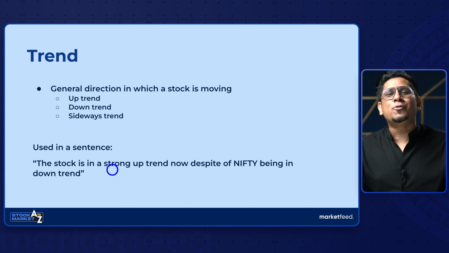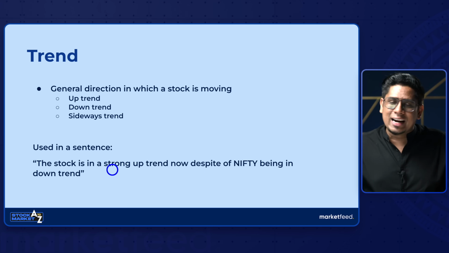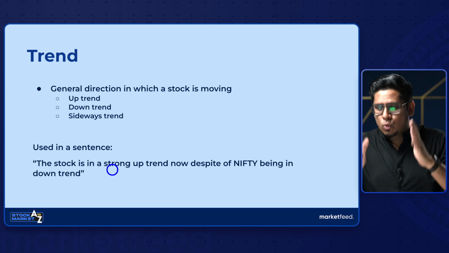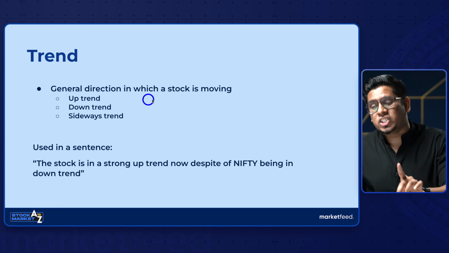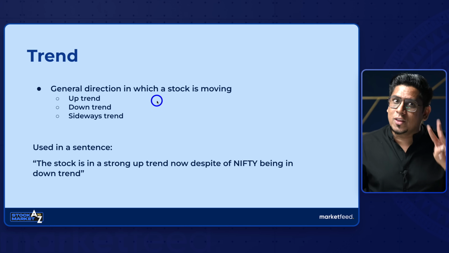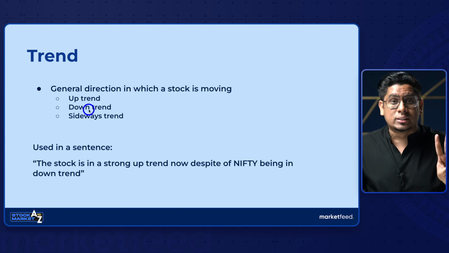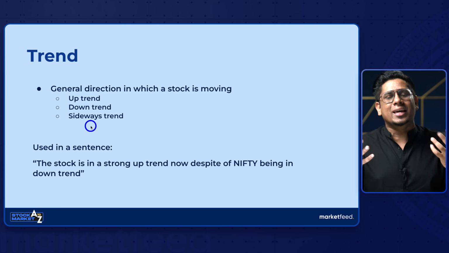There is a very famous saying in the market: trend is your friend. We'll understand about that later when we learn technical analysis. No worries at all. Now, what is trend in very simple words? Trend is nothing but the general direction in which a stock is moving. There are three trends available. Number one is uptrend. Number two is downtrend. Number three is sideways trend. It's kind of literal, you'll easily understand.